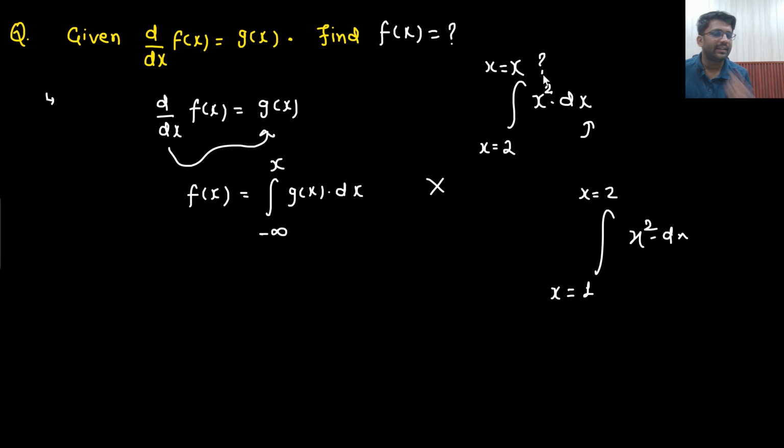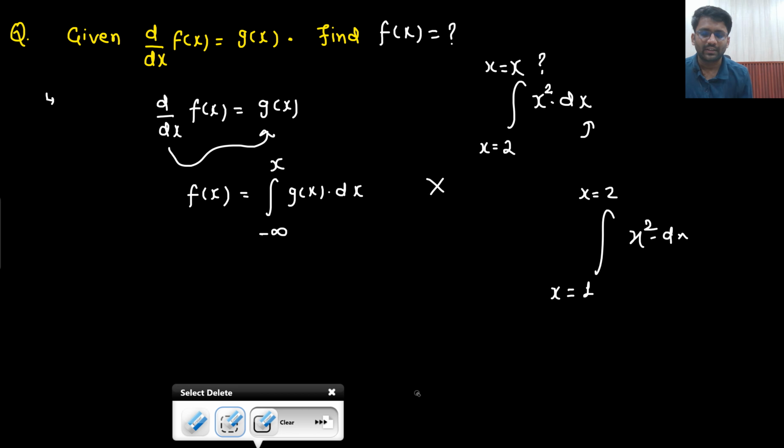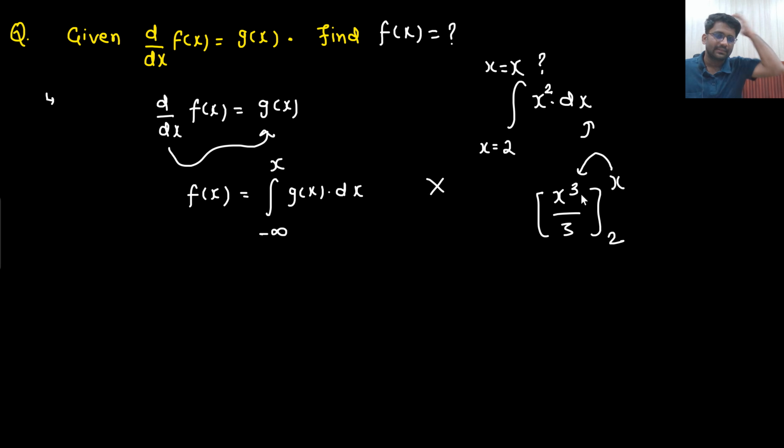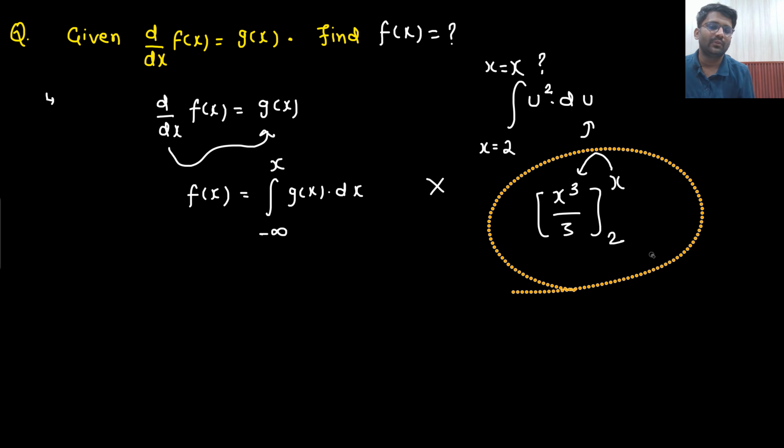Are you able to understand this point? That x is going from 2 to x equals x. What is x equals x? And even if you solve this integration, what is the answer you will be getting? Let's just say, sir, I solved it. So the answer is x to the power 3 divided by 3. Then x will go from 2 to x. So now in place of x, you are putting x only. Does that make any sense? No. Right? So in place of x, what do I need to replace? In place of x, I need to replace u or any other variable. So now this will make sense.